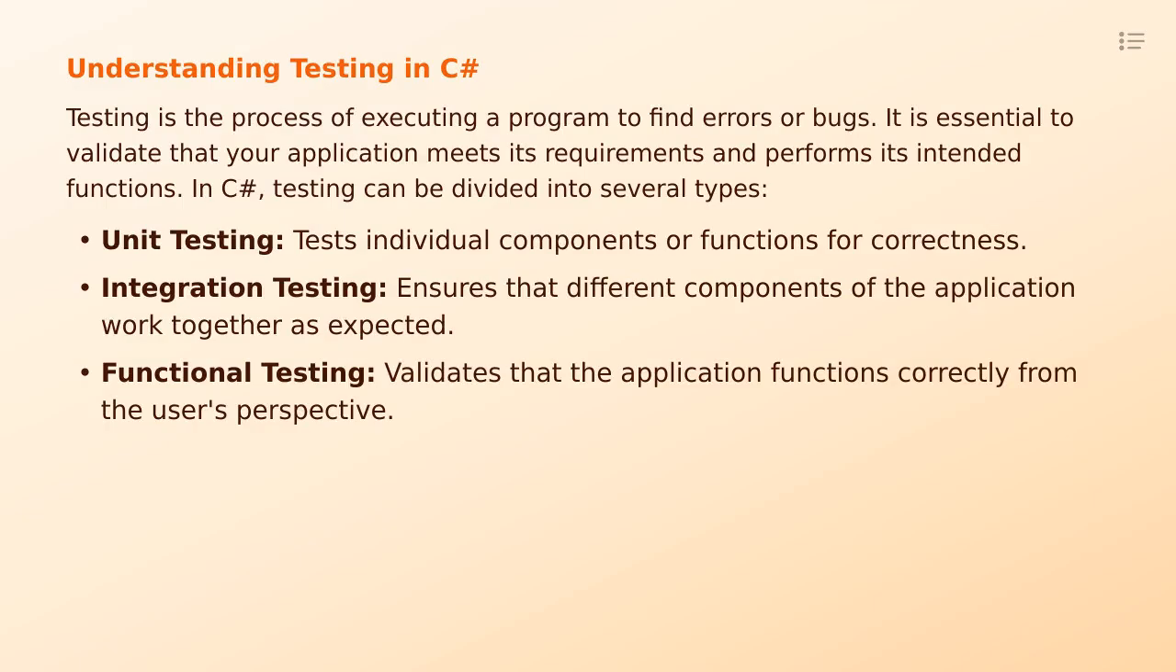This section covers understanding testing in C#. Testing is the process of executing a program to find errors or bugs. It's essential to validate that your application meets its requirements and performs its intended functions. In C#, testing can be divided into several types.